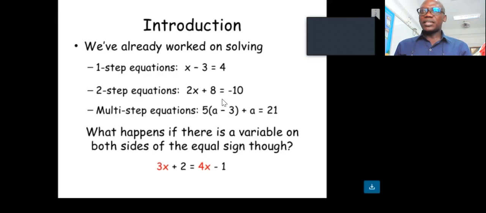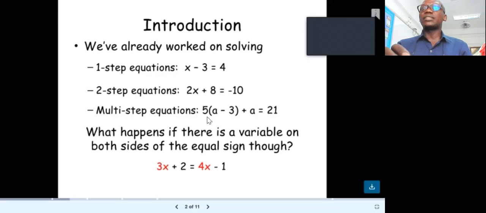And now let us check another step when we have multiple variables. For instance, we have an equation such as 5 into a minus 3, plus a, equals 21. So what's 5 times a? When you open the brackets, 5 times a is 5a, and 5 times 3 is 15. So this gives us 5a minus 15 plus a equals 21.